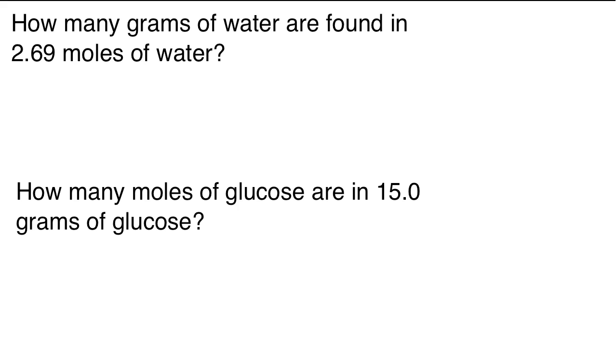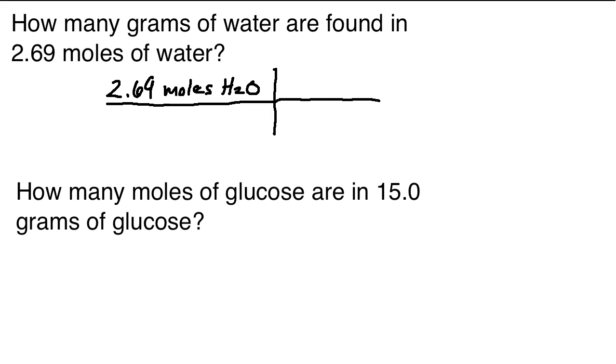All right? So in order to do the first one, we know that we have 2.69 moles of water. And then the question is, how many grams is that? So if I have 2.69 moles of water, some people will set this up using multiplication. I like to use what I call canceling tables.